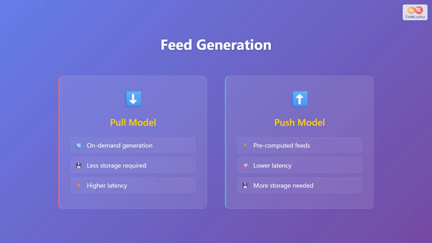We have 2 primary models for feed generation, the pull model and the push model. In the pull model, feeds are generated on demand, requiring less storage but resulting in higher latency. In the push model, feeds are pre-computed, resulting in lower latency but requiring more storage.